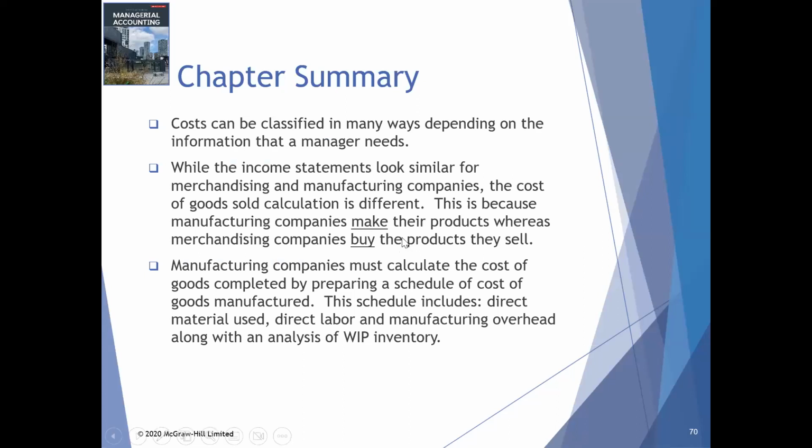So we have concluded that costs can be classified in many ways depending on the information that a manager needs. While the income statement looks similar for merchandising and manufacturing companies, the cost of goods sold calculation is different. This is because manufacturing companies make their product, whereas a merchandising company buys the product they sell. So a manufacturing company must calculate the cost of goods completed by preparing the schedule of the cost of goods manufactured, and this schedule includes direct material, direct labor, manufacturing overheads, along with the analysis of work in progress inventory.